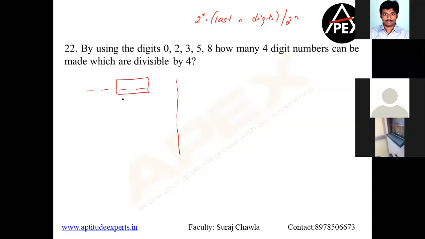Clear? So let's keep 0 here first. If I keep 0 here, then what do I have? 02 cannot be, 03 cannot be, 05 cannot be, and 08 can be one of the cases. Clear? So with 0 being here, I can have only one case.